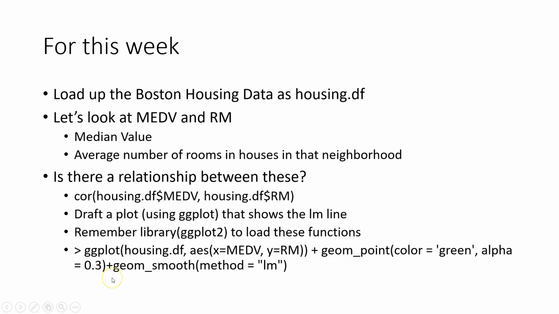And then you're going to use something called a smoothing method. So you're going to do another geom, geom_smooth, and the method is going to be linear model, or linear regression. It will give you a plot with all your data points plotted one against the other, showing median value versus your average number of rooms, and it will give you a line that shows what your ideal model would actually produce.